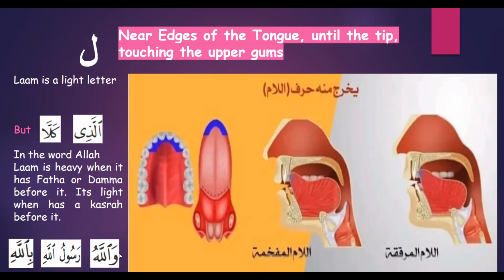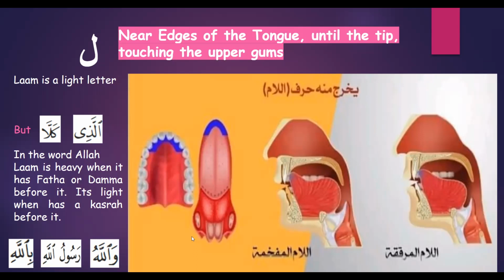Wallahu, Rasulullahi. But with the kasra before it, you'll say Billahi. So see the difference between the two pronunciations. Allahu, Lahi. So only in the word Allah is the lam pronounced heavily, and again, it needs to meet the condition of the haraka, the fatha and the dhamma before it. Otherwise, the lam is a light letter.